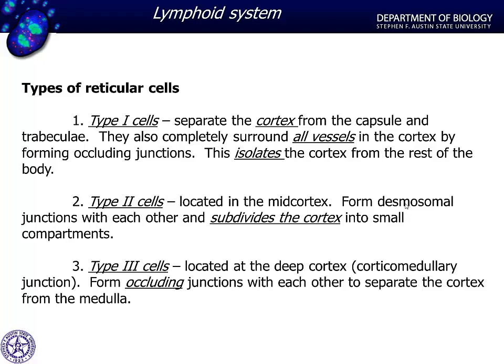Now the type 3 cells, these are going to be at the corticomedullary junction. Sometimes these are referred to as juxtamedullary, or close to that boundary. And once again, these are going to form the tight junctions, and they are going to immunologically separate the cortex from the medulla. So nothing is going to be able to simply diffuse and pass from the cortical region into the medullary region.